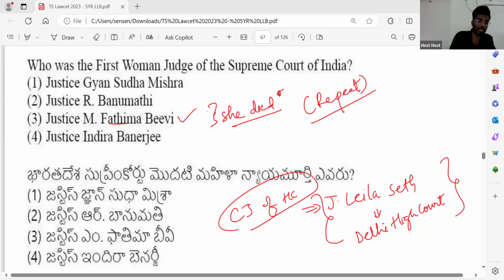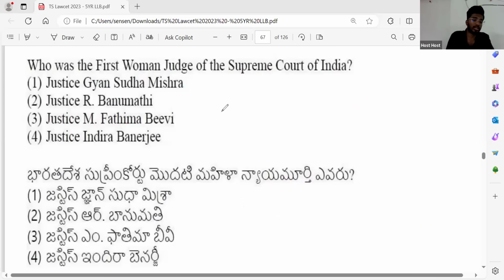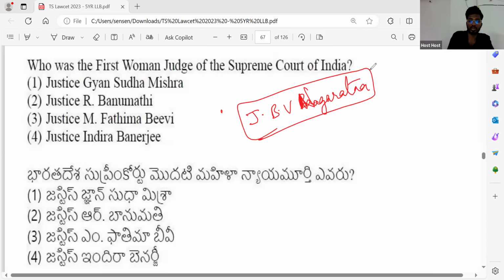Another interesting fact I'll give you. Who is the woman who is expected to become the Chief Justice of India in 2027? There's one woman who is expected to become the Chief Justice of India in the upcoming years. So it is Justice B.V. Nagaratna. She is all set to become the Chief Justice of India very soon.